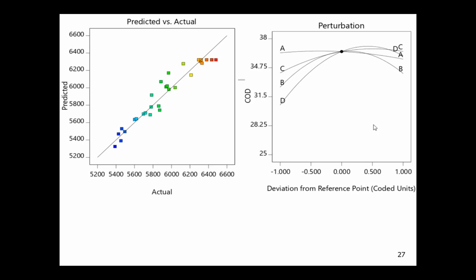But in the case of B, C and D, we can see that initially, when I increase the value, the COD tends to increase. After a particular point, it tends to decrease. That is the min-max condition. The point at which all four coincide is the maximum condition and the ideal condition. So from this we can identify the things.